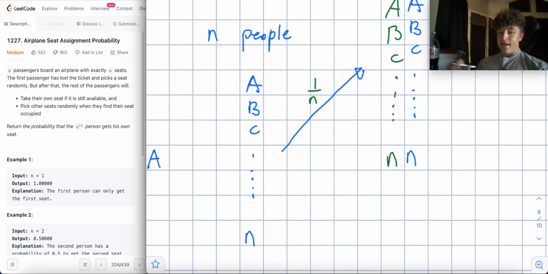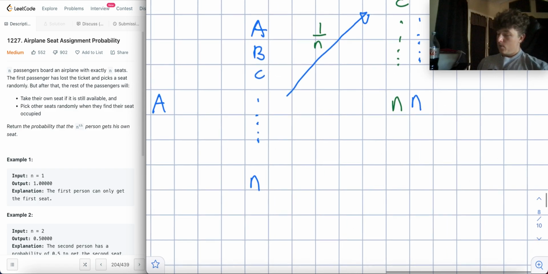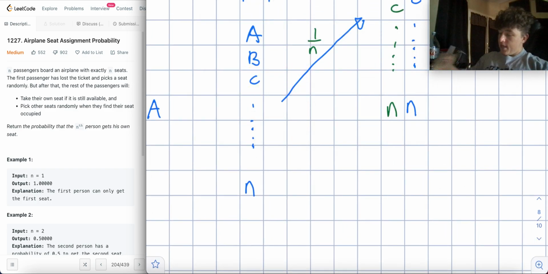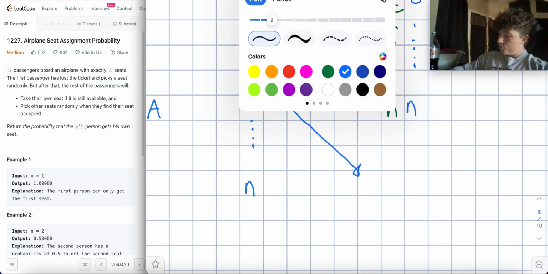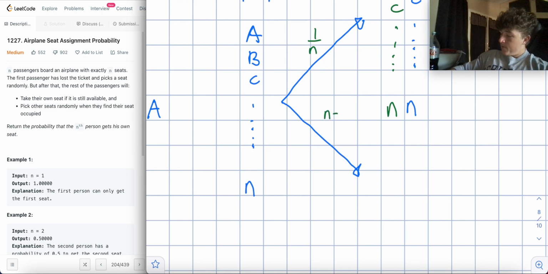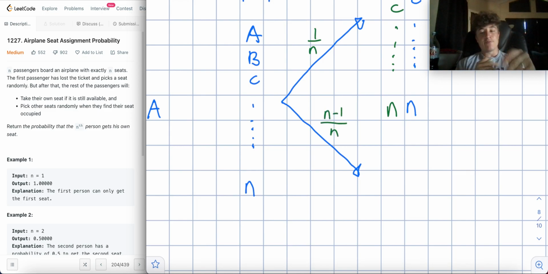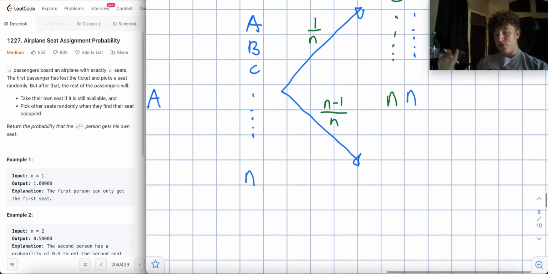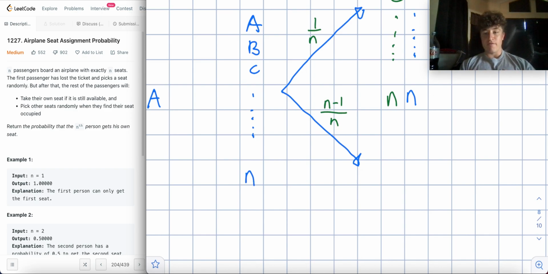Okay, but what about the other cases? In the other cases, I don't choose my own seat and I'm creating an issue. I don't choose my own seat n minus 1 over n times. Only 1 out of n times randomly will I choose my own seat. N minus 1 over n times, I'm going to end up choosing the wrong seat. Now, what does that mean in terms of the cascading effect? Who's going to be affected?